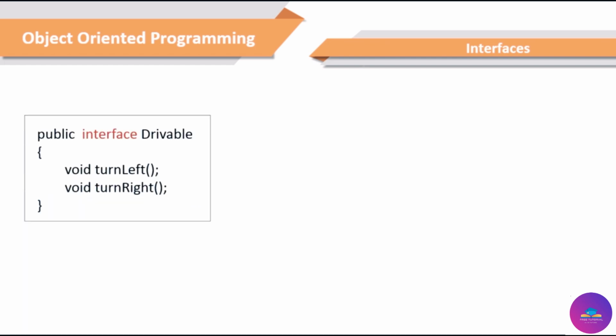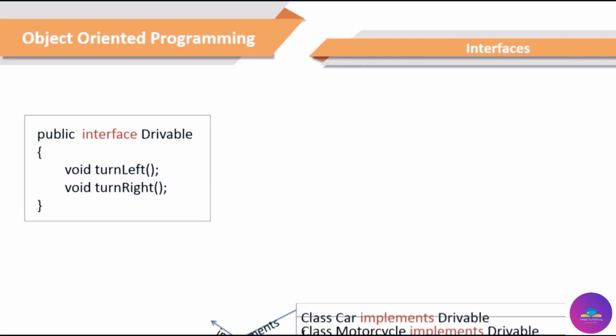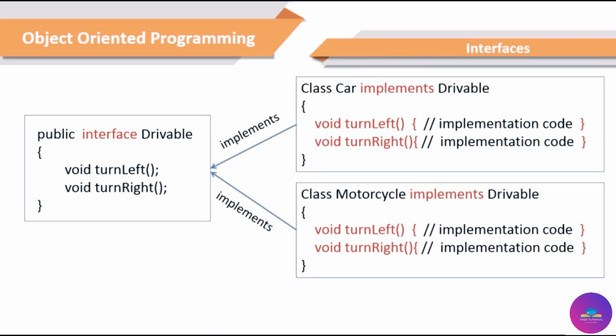So in our example, we first define Drivable as the interface. This interface has two methods named turn left and turn right with no body, right? Car and motorcycle are the classes that implement this interface. So it means that both of the classes can turn left and can turn right. The turn left and turn right methods must be implemented in the car and motorcycle classes. It's an absolute obligation. All right, so I think that's pretty clear.